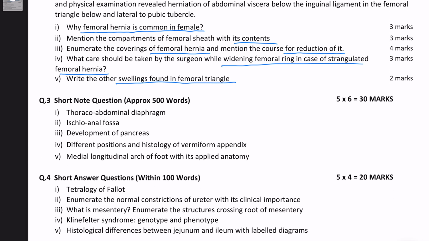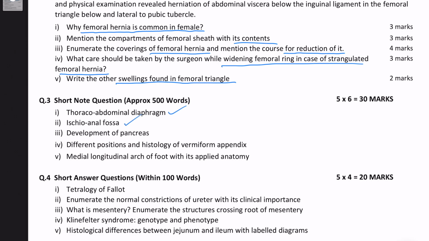Then short note questions. We have to write approximately 500 words. 5 questions, 6 marks each. Thoracoabdominal diaphragm. Not only the openings, remember its peripheral attachment, central tendon, the vertebral level, nerve supply, blood supply, movements, and the hernias. The congenital, the adult hernias, Bochdalek hernia, sliding hernia, rolling hernia, everything you'll have to write here.